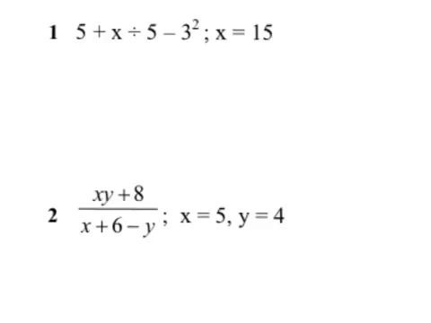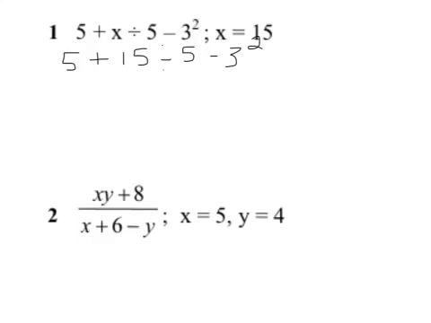Okay, in this first problem, we're going to evaluate, so that means we're going to find the value of this whole thing. They already give us the value of x, so all we have to do is take that 15 and substitute it in for x. So 5 plus 15 divided by 5 minus 3 squared.